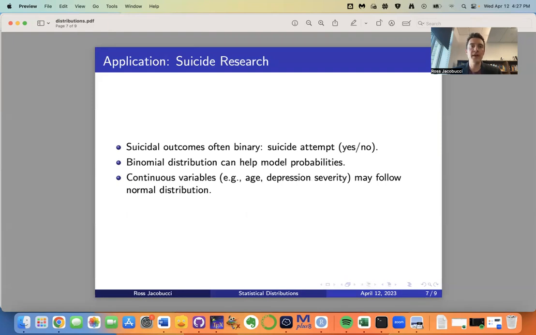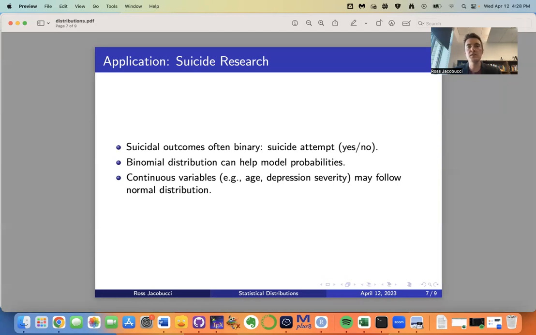In real-world applications such as suicide research, understanding statistical distributions is crucial. Suicidal outcomes are often binary, such as whether an individual has attempted suicide, which can be represented as a yes or no. The binomial distribution can help us model probabilities in this case.